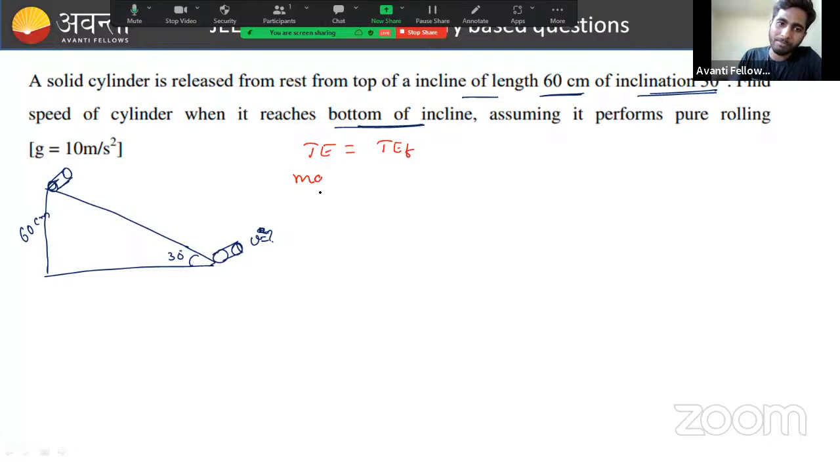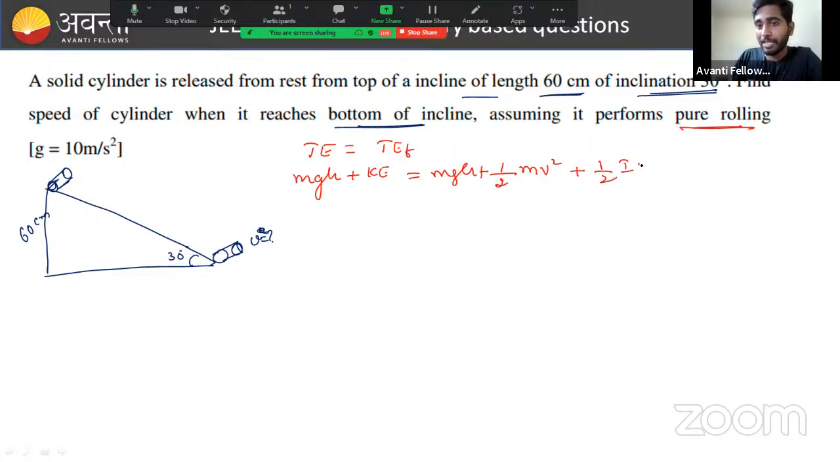Initial mgh plus kinetic energy. Final mgh plus kinetic energy. It has two kinds of kinetic energy. One is due to the moving of the center of mass, that is, due to linear velocity. Another one is due to the rotation. They said here it performs pure rolling. That's why for linear motion it is half mv square, and for the pure rolling it is half I omega square.